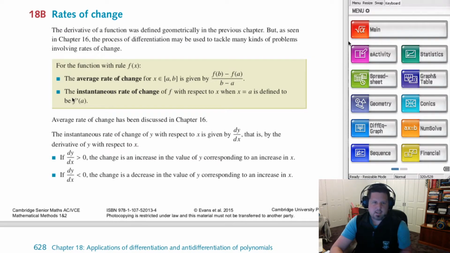And the instantaneous rate of change is essentially where you are finding the derivative at a particular point. If you work out the derivative and it's greater than 0, so a positive value, it's going to have a positive gradient, which means there is an increase in the value of y when you increase the value of x. And likewise, if you work out the derivative and it's less than 0, so a negative value, it's a negative gradient, then it's going to represent a decrease in the y value as we increase the x value.